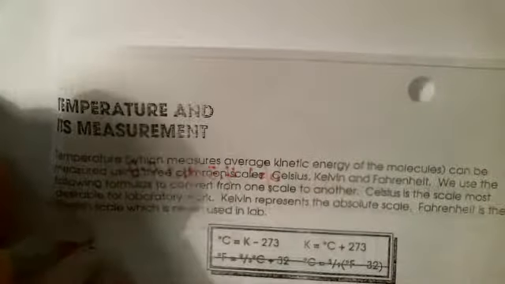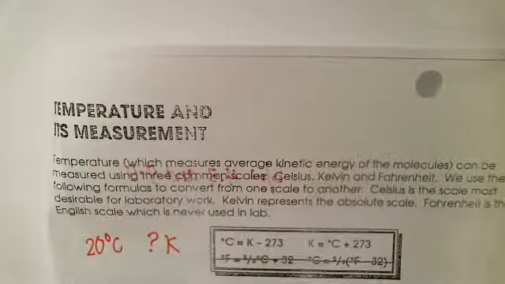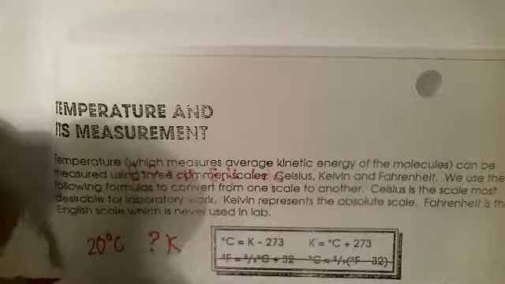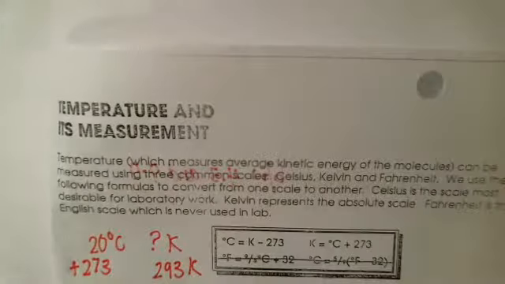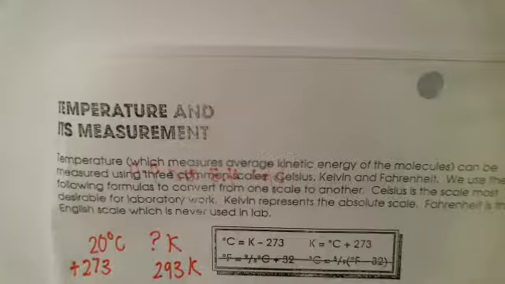So just a quick example. Let's say you have 20 degrees Celsius. How much is that in Kelvin? Okay, so to go from degrees Celsius to Kelvin, you add 273. So 20 plus 273 is going to be 293. So that equals 293 Kelvin. Okay, so 20 degrees Celsius equals 293 Kelvin.